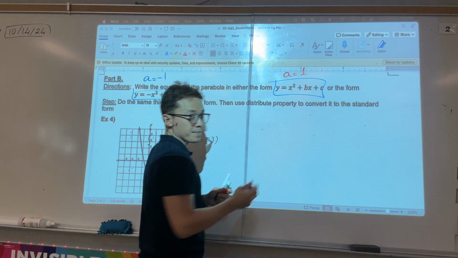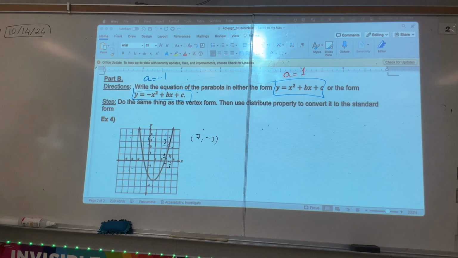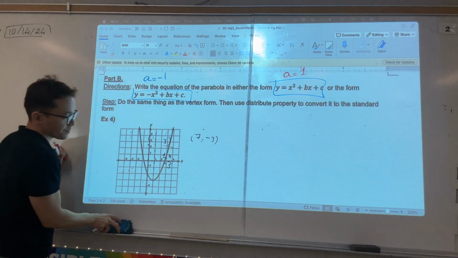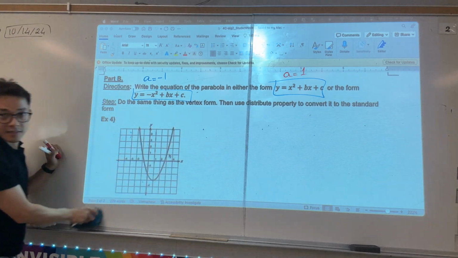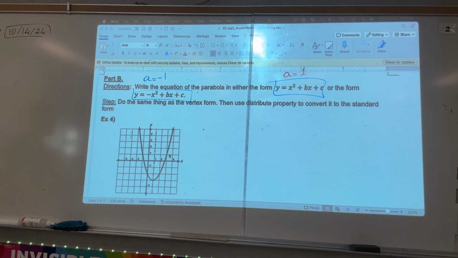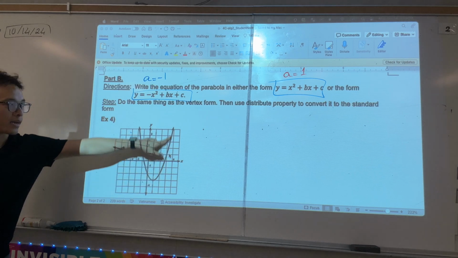When you look at the graph, can you answer which one this is? When you look at the graph, do you know what form it's going to be? Y equals negative x squared, so that means A equals 1? Why? How do you know that? Because the graph is facing down. Exactly. Let's give Gabriel 1 point.